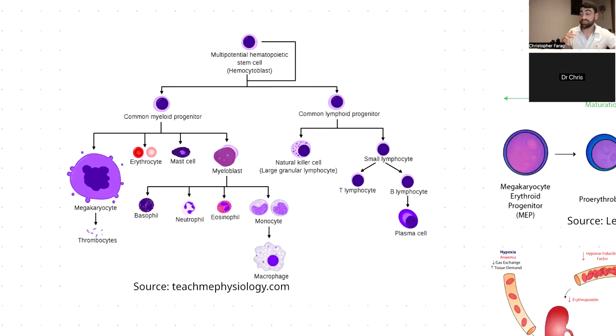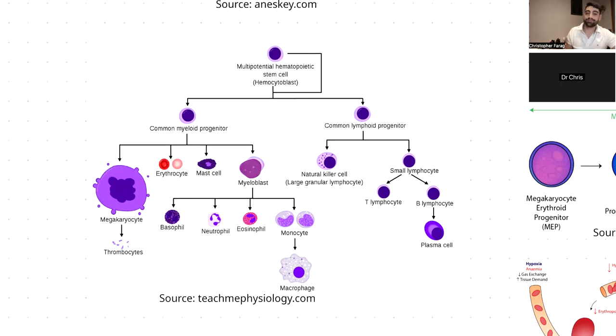Poiesis means production of, and erythro is like in erythema, erythrocyte, erythroderma. In all of those words, erythro means red. So erythropoiesis is the production of red blood cells.